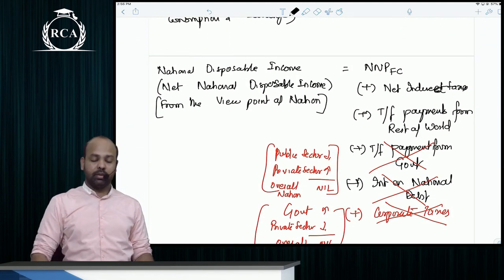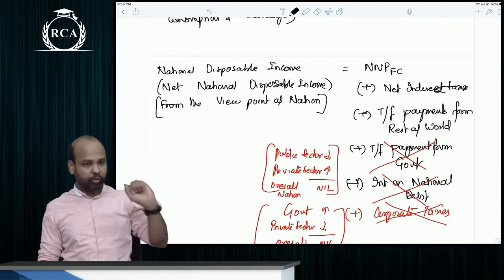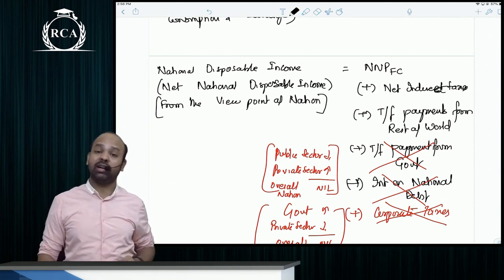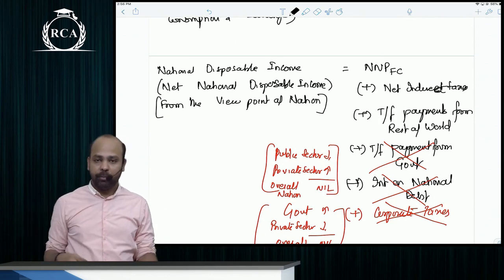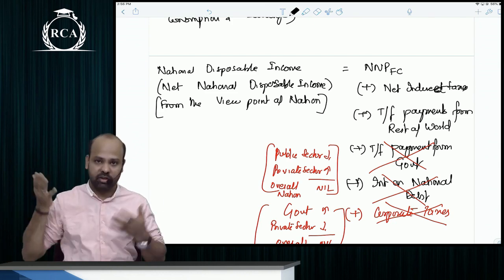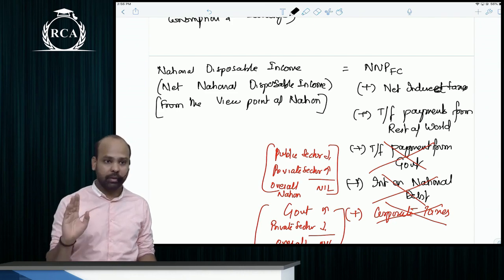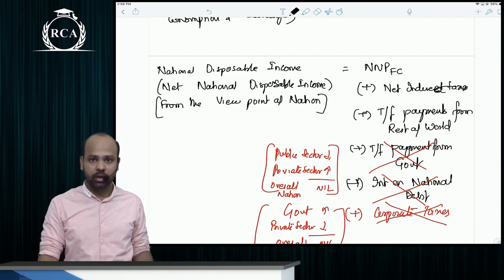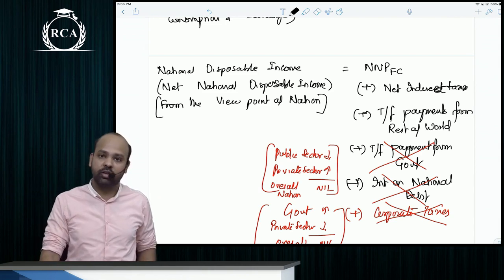Disposable personal income. Then I told you about national disposable income, which is from the viewpoint of the nation, not from the viewpoint of the private sector. There, you start with national income as the base and add transfer payments from the rest of the world, because that adds to the disposable income of the nation as a whole, and also add net indirect taxes, because that is money within the country only. So that will become net national disposable income. If you add depreciation to this, you will get gross national disposable income.